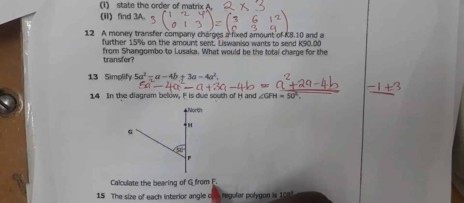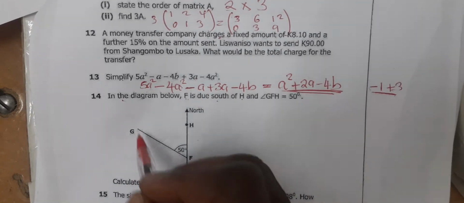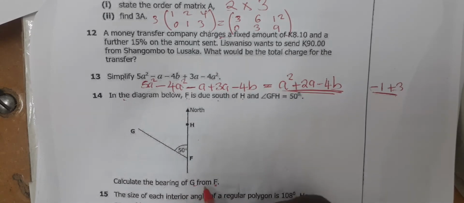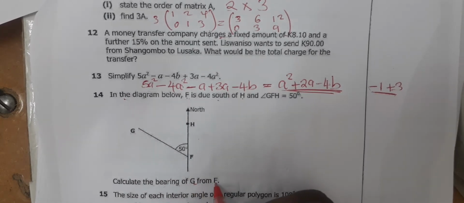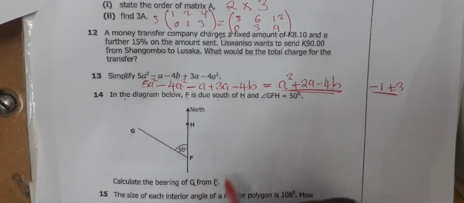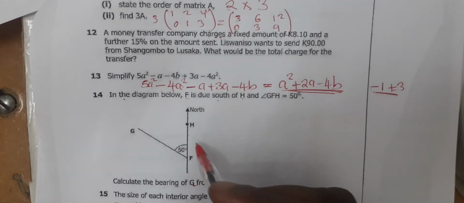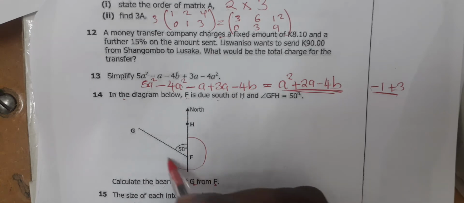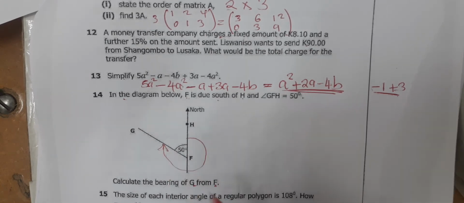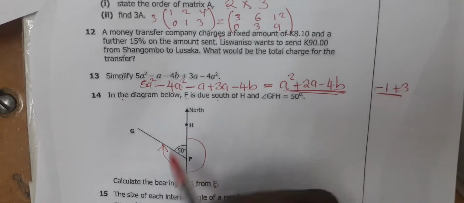The bearing of G from F. So the bearing will be at F. And how do we do it? It's supposed to start from the north until this part. Okay, so this is the angle that we want.